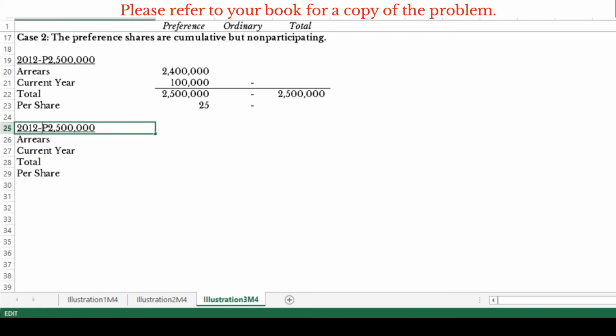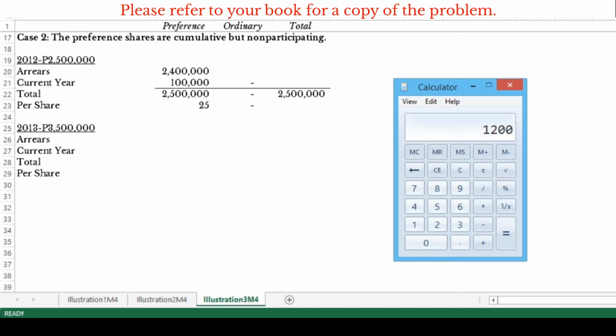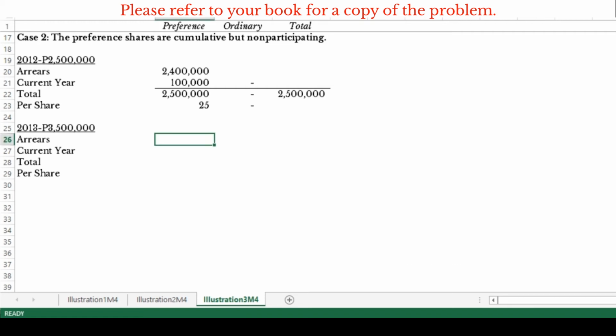Next, for 2013, we have 3.5 million na dividends declared. So, again, meron pa rin tayong arrears, di ba? Kasi, yung current year nung 2012, 100,000 lang yung nabayaran natin. Dapat yung dividends na receive nila nun is 1.2. Therefore, may utang pa tayo sa kanila na 1.1 million mula dun sa 2012. So, yun muna yung babayaran natin ngayon dito sa 2013. So, 1.1. After that, tsaka natin babayaran yung current year niya na 1.2.